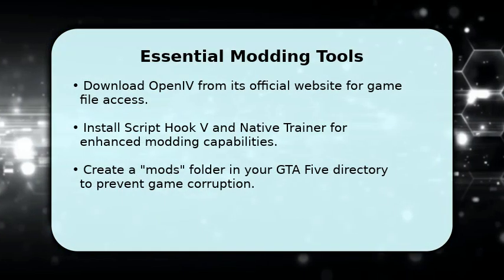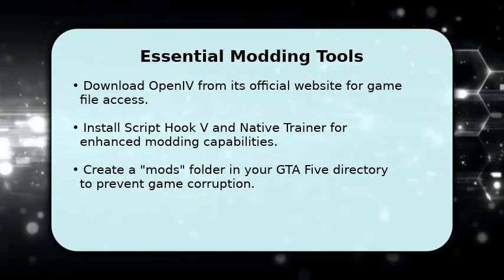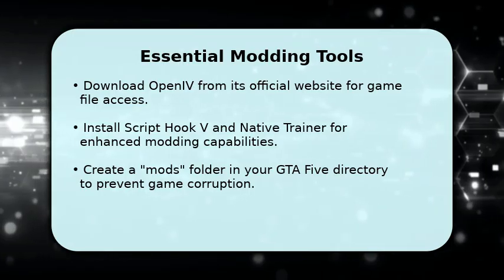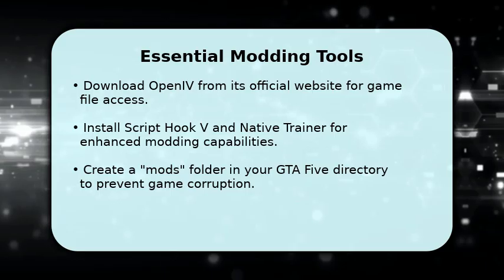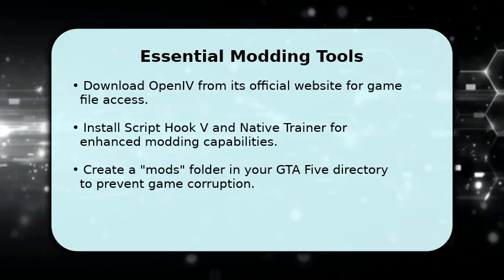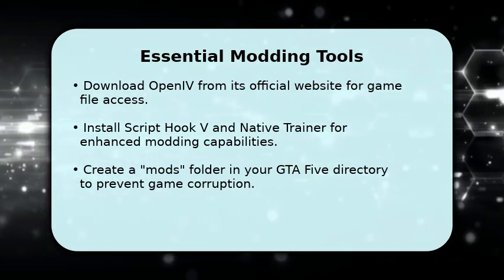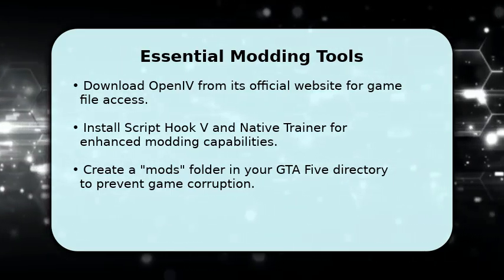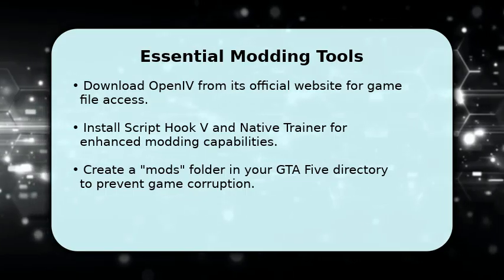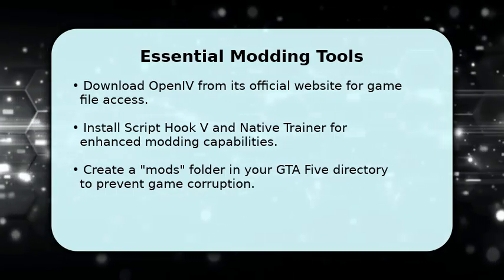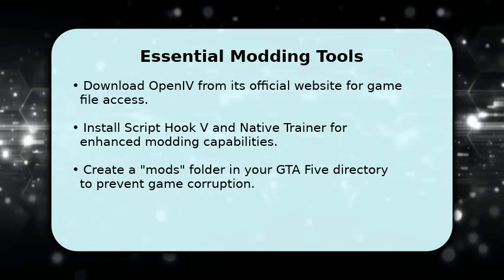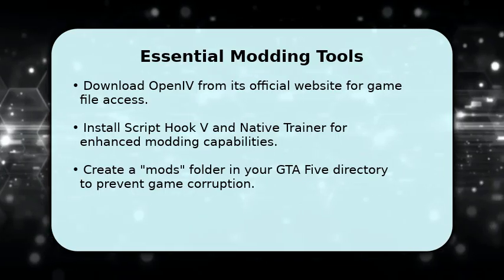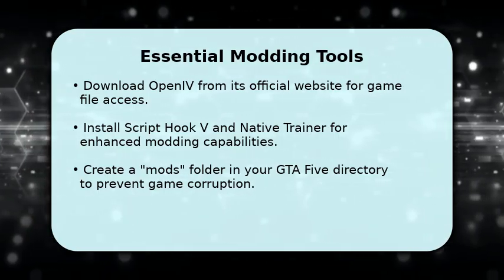To begin, download OpenRoman4, a powerful tool that allows you to edit GTA 5's game archives. Next, you will need script-hook V and a native trainer, which enable in-game mod functionality and vehicle spawning. It is highly recommended to create a dedicated mods folder within your main GTA 5 directory. This simple step helps isolate your modifications, making it much easier to manage and troubleshoot any changes you make.